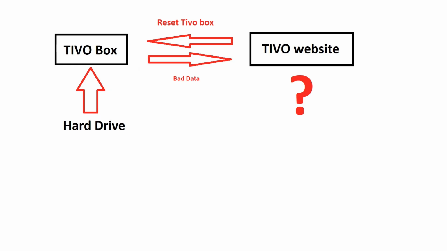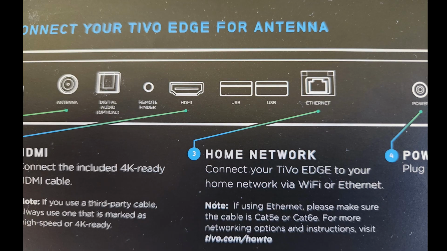So to fix this, we need to stop it from communicating with the TiVo website so it will stop doing the reset. So we need to disconnect the TiVo from the internet. The way to do that is to unplug the Ethernet cable from the rear of the TiVo box. If you're not using the Ethernet port, it's connected by Wi-Fi. So what you need to do is shut down your Wi-Fi where the TiVo is kept, or move the TiVo to a different location that is out of range of the Wi-Fi.